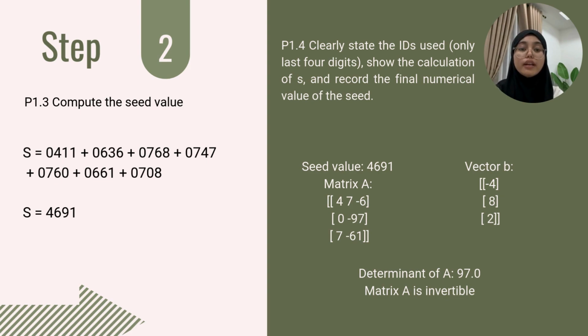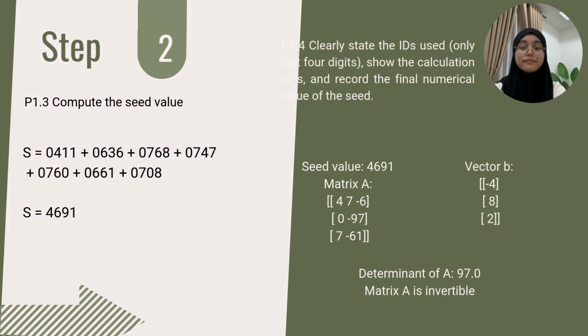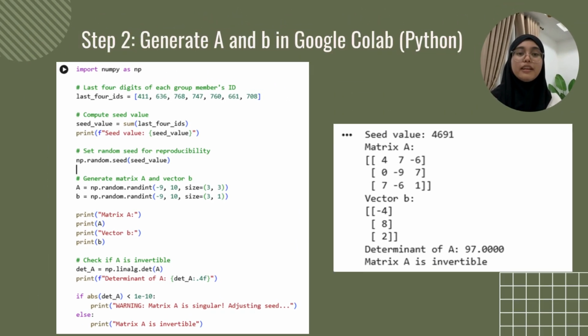We calculate the determinant of matrix A. The determinant of A is 97.000, which means matrix A is invertible. The process is implemented using Google Colab Python. In conclusion, we successfully constructed a C from student ID, calculated the C value as equal to 4691, generated matrix A and vector B using Python, and verified that matrix A is invertible.